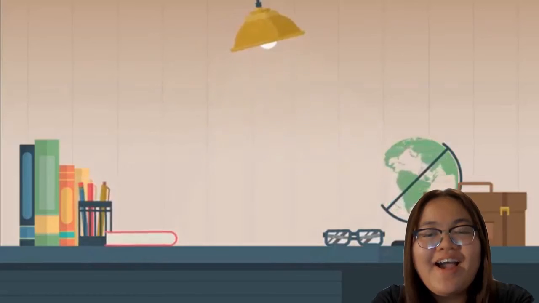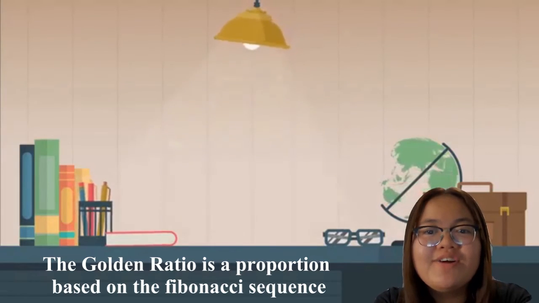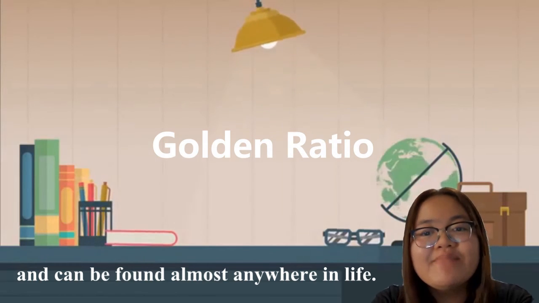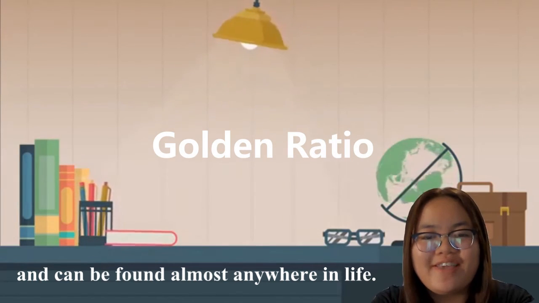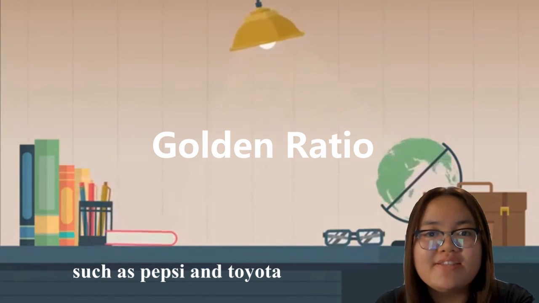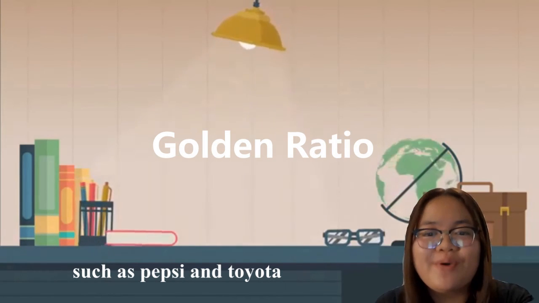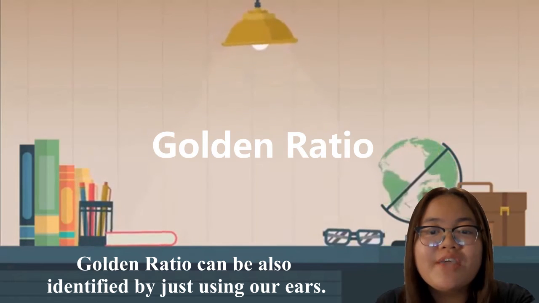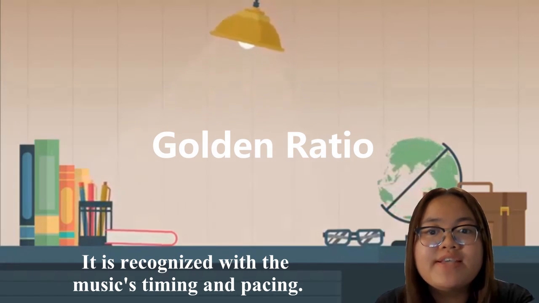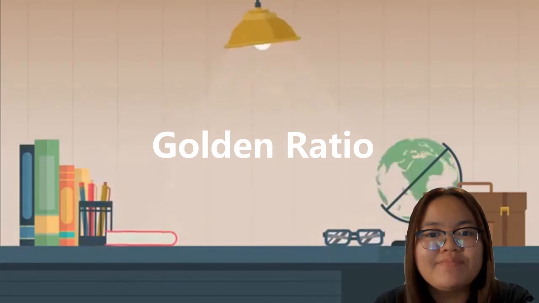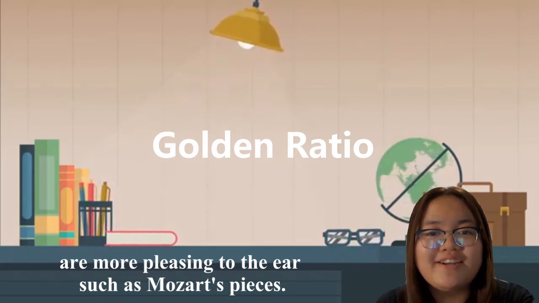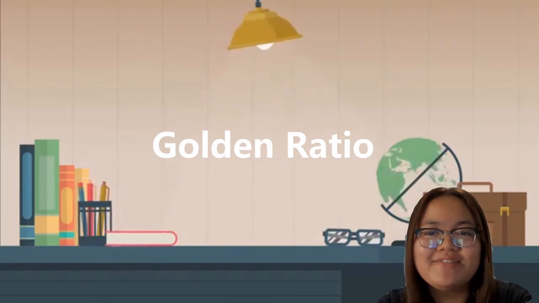Hi, I'm Karil Espiritu. The golden ratio is a proportion based on the Fibonacci sequence and can be found almost everywhere in life. You can find this in some of the world's most popular brands such as Pepsi and Toyota. The golden ratio can also be identified by just using our ears. It is recognized with the music's timing and pacing. Songs that implement the golden ratio are more pleasing to the ear, such as Mozart's pieces.